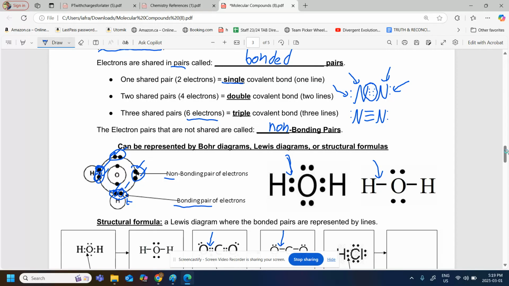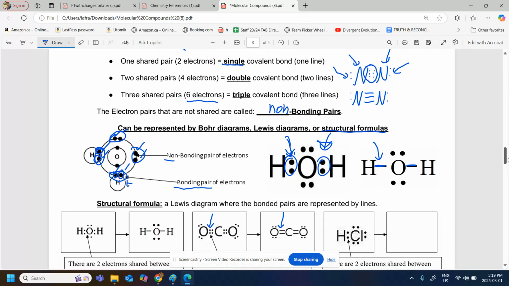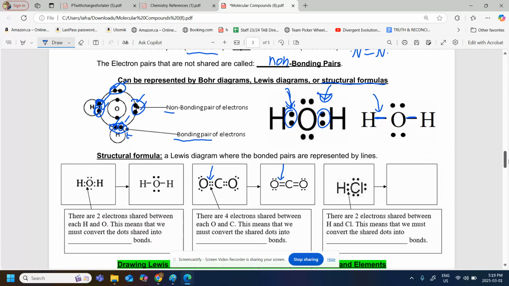So this is represented with a Lewis diagram. The Lewis diagram just shows everything as dots, so they're being shared here as dots, shared there as dots. You could also represent it with a structural formula, where you represent the dots, the shared pair, the bonding pairs, as lines. One pair is one line, two pairs is two lines, three pairs is three lines. So it's called a structural formula. Instead, it shows you more about the structure.